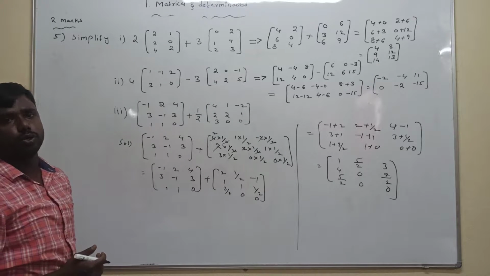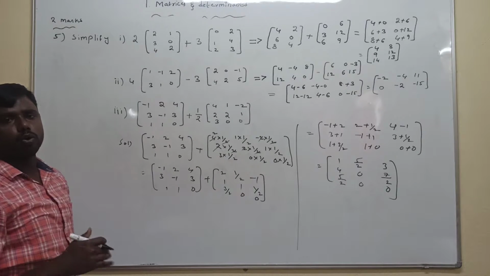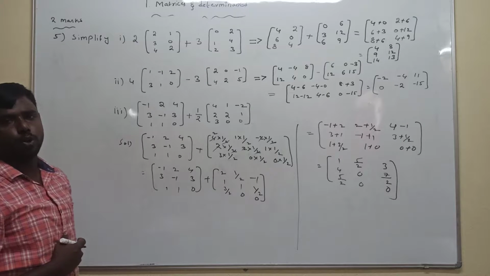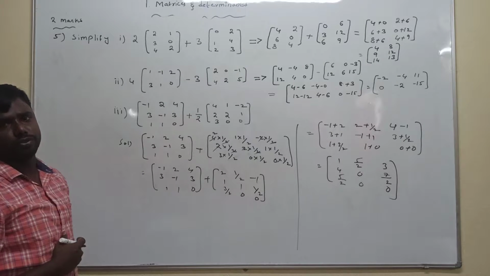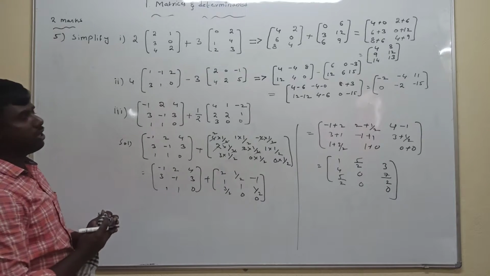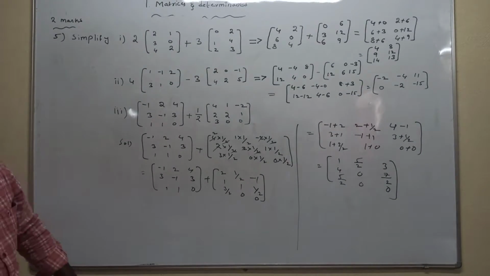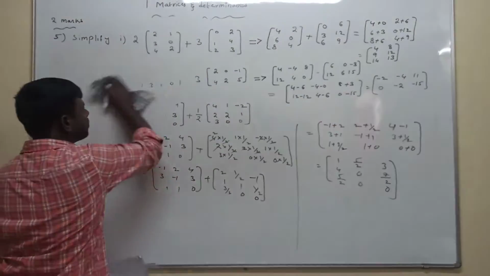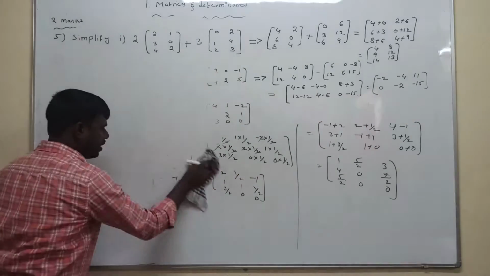Everyone understood how to add two matrices and how to subtract two matrices. This is a solution for that. Next we are going to the sixth problem. I think everyone understood this question. So next we are discussing the sixth one. Very easy.